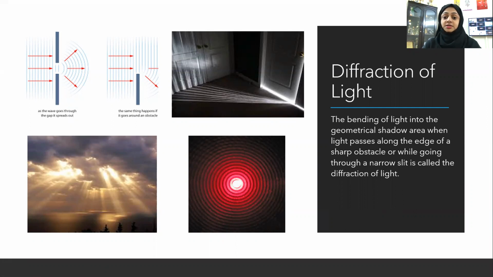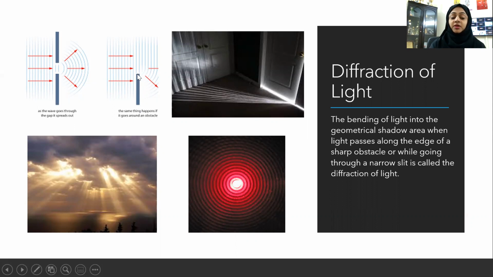The bending of light into the geometrical shadow area when light passes along the edge of a sharp obstacle or while going through a narrow slit is called the diffraction of light. Look at this figure. Here you can see an opaque object and light is coming towards its edge. These red lines show rays of light and this blue line shows the wavefront, which is always perpendicular to the direction of propagation of light.